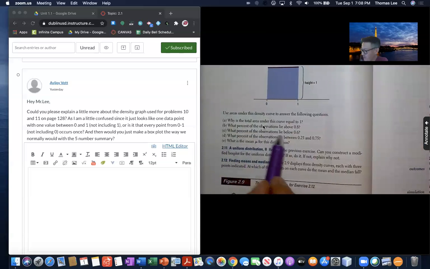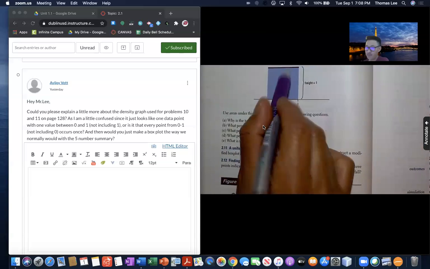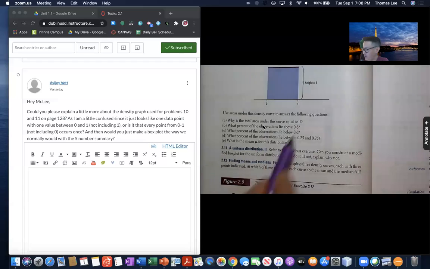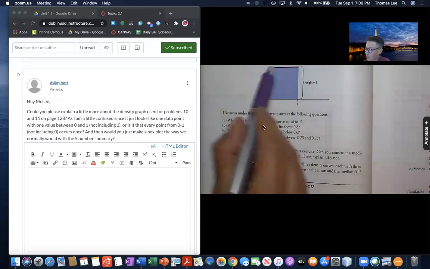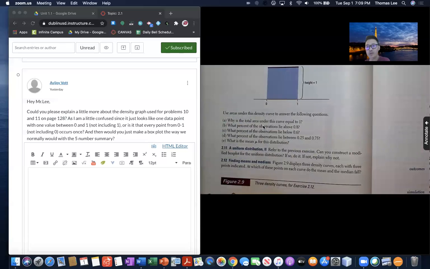Okay, what percent of the observations lie below 0.6? Well, 60% of the data lies below 0.6. What percent of the observations lie between 0.25 and 0.75? 50%, 0.75 minus 0.25. What is the mean mu for this distribution? Well, you can see that it's perfectly symmetric, right? So what would be the mean? Well, the mean is just going to be 0.5.